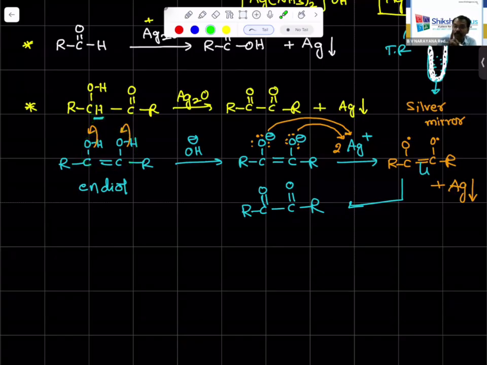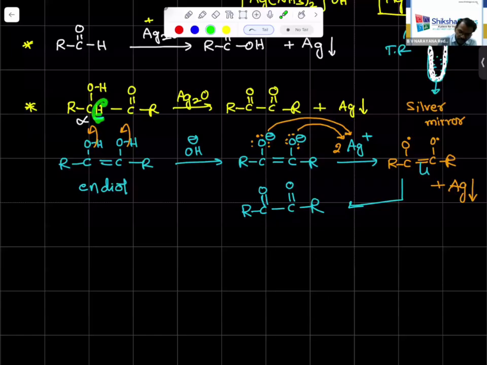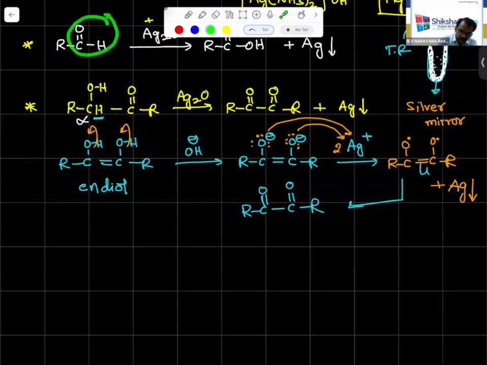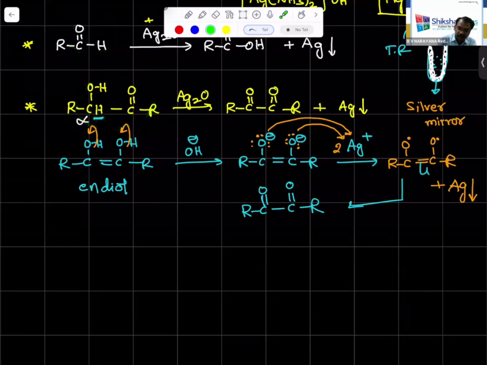Means what is the condition? You must have some clarity. Here it is ketone. Adjacent carbon atom is the alpha carbon atom. This alpha carbon must be with a hydrogen atom. If there is no hydrogen, then tautomerism is not possible. Ene diol formation is not possible. Therefore, further reaction is not possible. Okay. Matlab, one is aldehyde, next one is alpha hydroxy ketone having this alpha hydrogen.